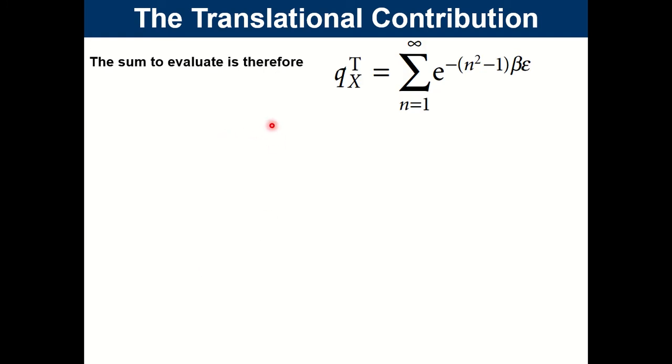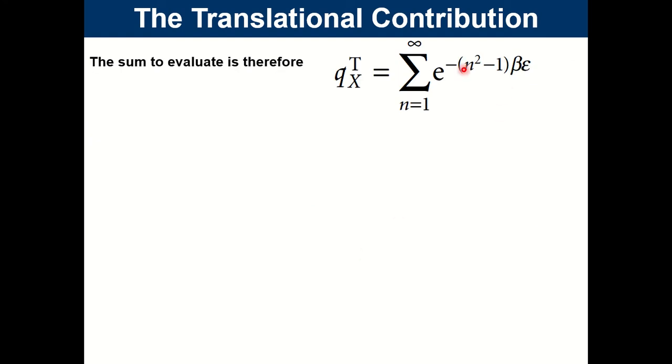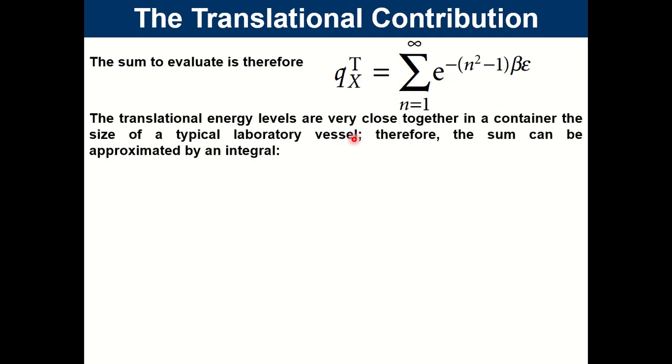The sum to evaluate therefore is this. You take n square, so this is the expression. We simply take this expression, multiply it by beta, and evaluate the partition function. So this is the partition function to be evaluated. We assume that the translation energy levels are so close to each other.